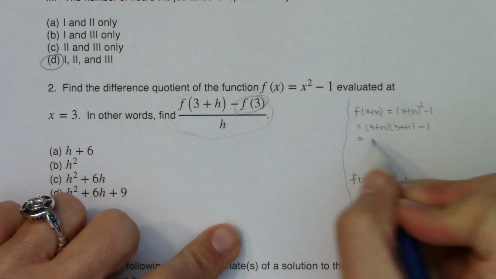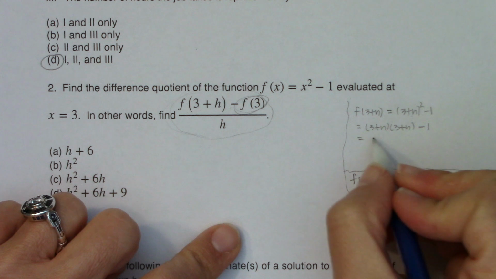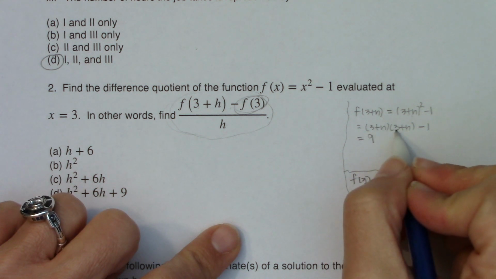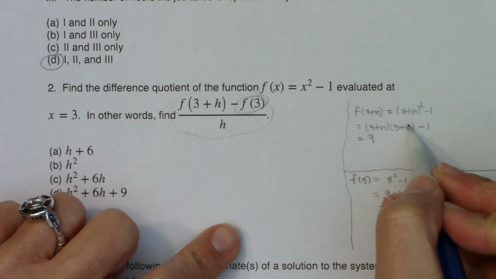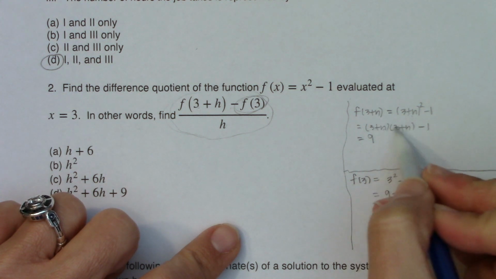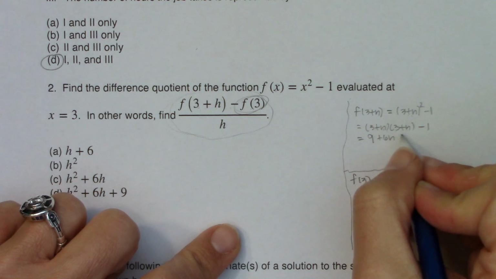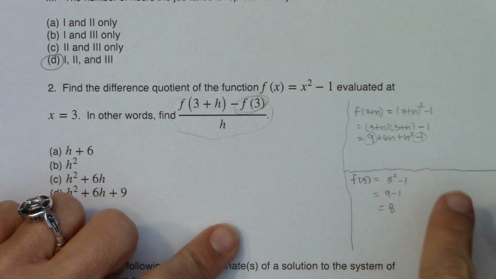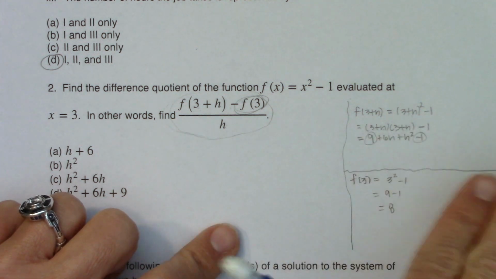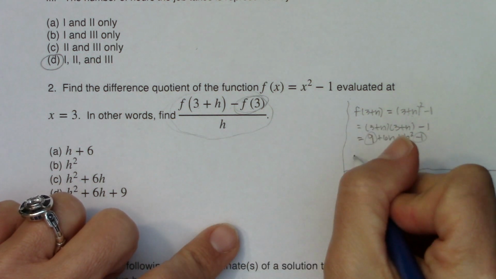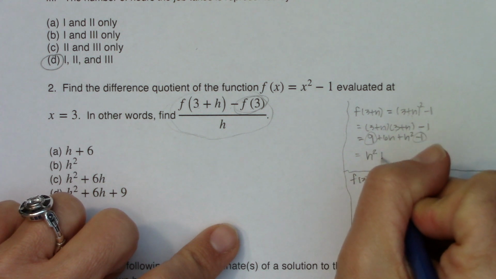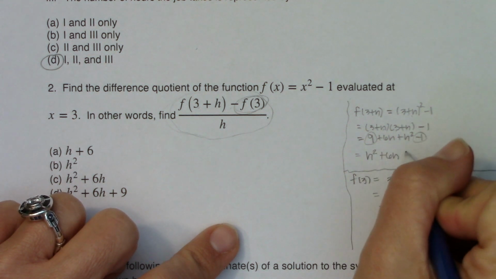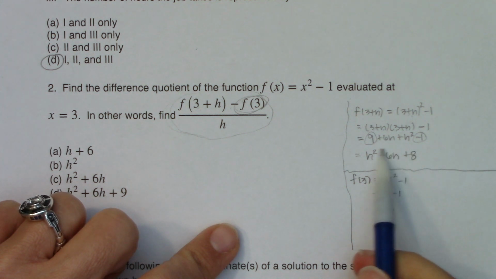As soon as I FOIL, let me just put a little separation here. All right, so first is 9. Outer and inner are both 3h, so 3h on the outer, 3h on the inner. 3h plus 3h is 6h. Last is h squared, and I still have this minus 1. And the 9 and the 1 are like terms. I like to write my expressions in terms of highest power. I usually go with the highest power and start on down. So I'm going to rewrite this as h squared plus 6h, and then 9 minus 1 is 8. All right, so f of 3 plus h is h squared plus 6h plus 8.